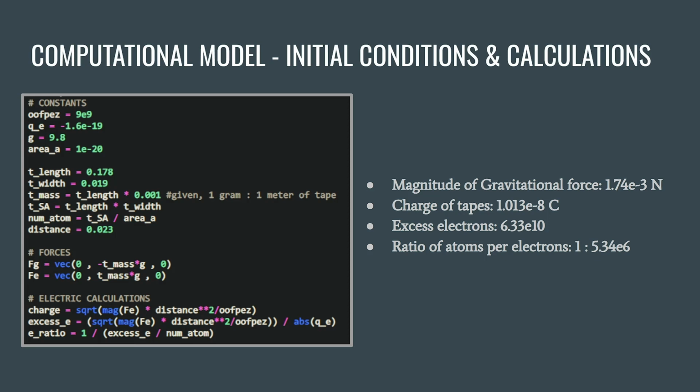After running all the calculations, the gravitational force was found to be 1.74 e to the negative 3 newtons, and by extension, this also equates to the electric force. The charge tape had a charge of 1.013 e to the negative 8 coulombs. The number of excess electrons was found to be 6.33 e to the 10, and the ratio of atoms per electron is 1 to 5.34 e to the 6.